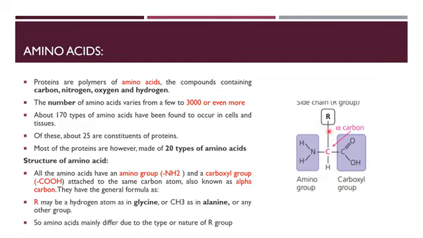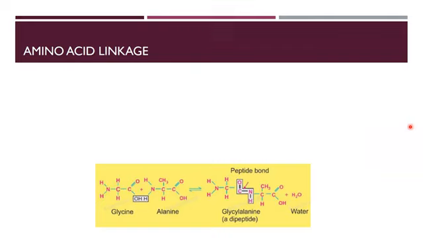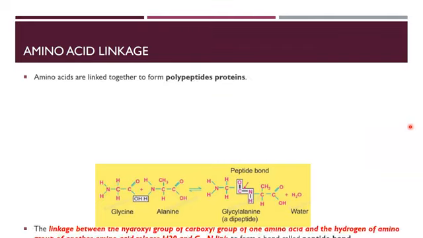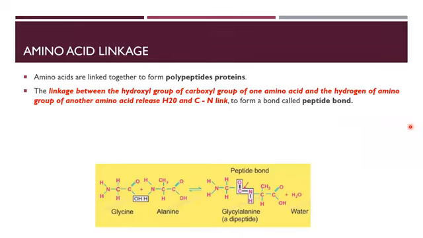So if this alkyl group has hydrogen, then it will be known as glycine, or if it has CH3, then it will be known as alanine. So glycine and alanine are the simplest amino acids. Now the amino acid linkage, that is how these amino acids are going to join together. So amino acids are linked together to form the polypeptide proteins, and the linkage between them we can see here.